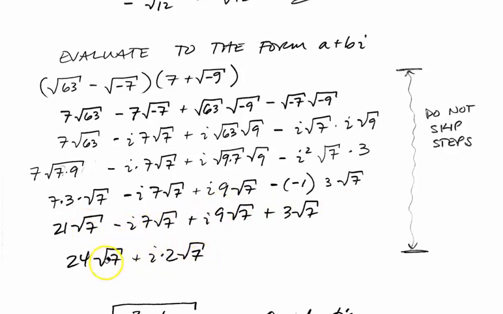I could factor that root 7 out down here on the bottom, but now I've got my constant terms, my real terms, and then my imaginary terms. So I'm just going to take 21 and 3, add them together with the root 7, and then the minus 7i and the plus 9i, so plus 2i root 7.